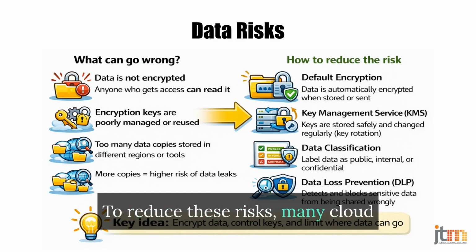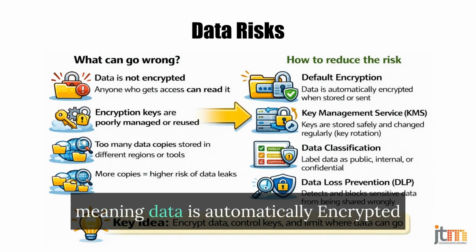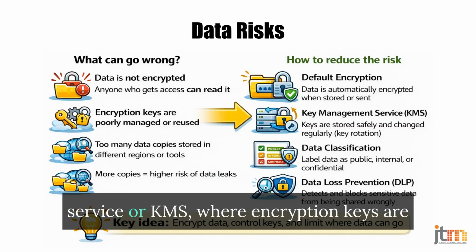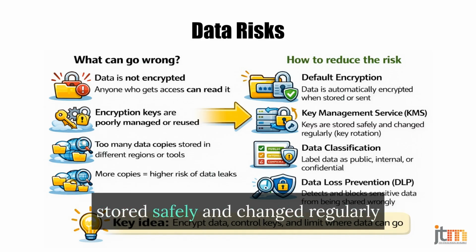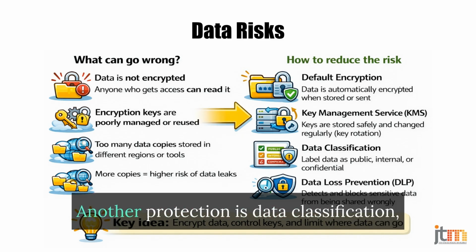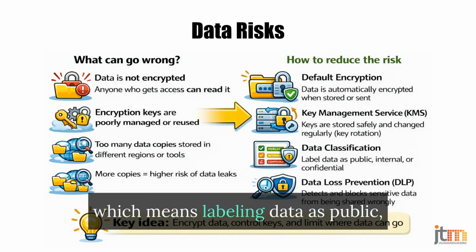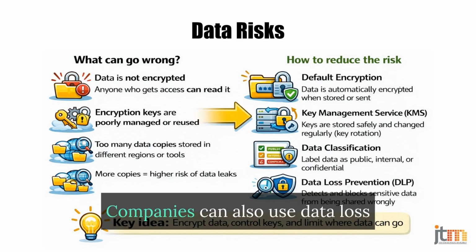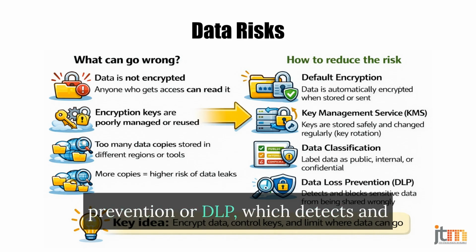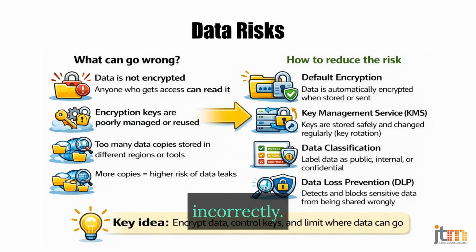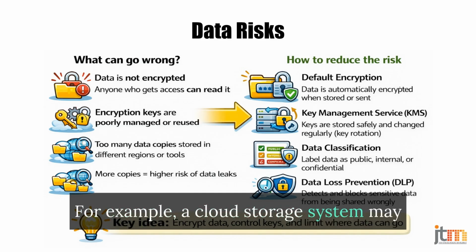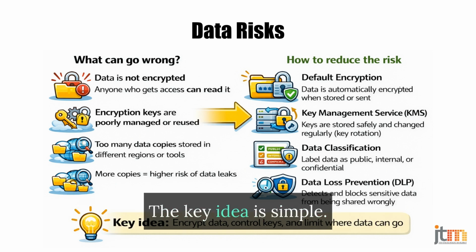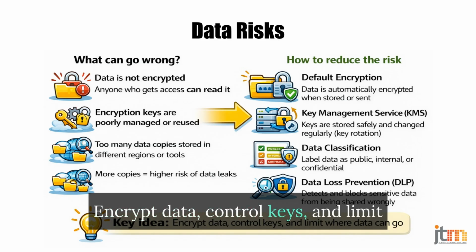To reduce these risks, many cloud platforms enable default encryption, meaning data is automatically encrypted when it is stored or sent. Organizations also use a key management service, or KMS, where encryption keys are stored safely and changed regularly through key rotation. Another protection is data classification, which means labeling data as public, internal, or confidential, so each type receives the correct level of protection. Companies can also use data loss prevention, or DLP, which detects and blocks sensitive data from being shared incorrectly. For example, a cloud storage system may automatically encrypt files and prevent confidential documents from being shared publicly. The key idea is simple: encrypt data, control keys, and limit where data can go.